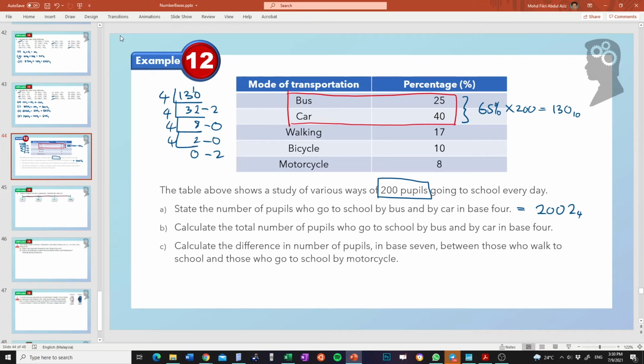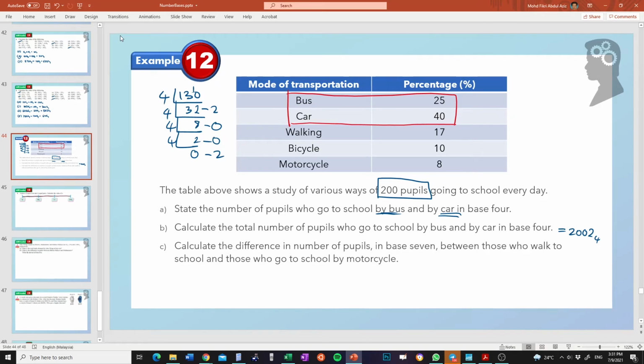Hey, the only thing is that I did wrong again. Dia bukan nak total. Dia sebenarnya nak number of people who go to school by bus individually, by bus and by car. Alamak, dah silap. Ini sebenarnya answer for question B. Answer for question B. 2002 base 4. Sebab B dia minta total, calculate the total number of people. Tapi A ni dia nak number of people who go by bus and by car individually. Dah terperangkap dah soalan ni. Okay.